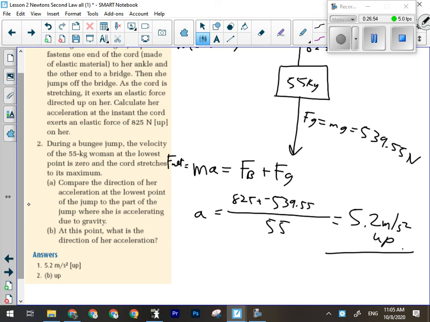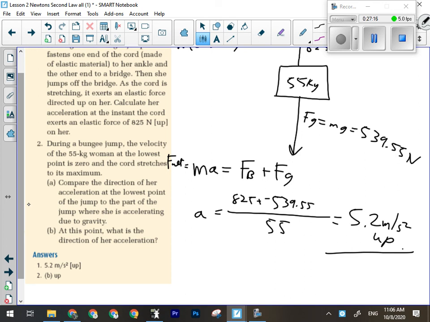All right, so compare the direction of her acceleration at the lowest point of the jump to the part of the jump where she's accelerating due to gravity. Okay, so when she's in free fall, her acceleration is up or down? Down. She's in free fall. The bungee cord is slack. It can't exert any force up while she's falling.